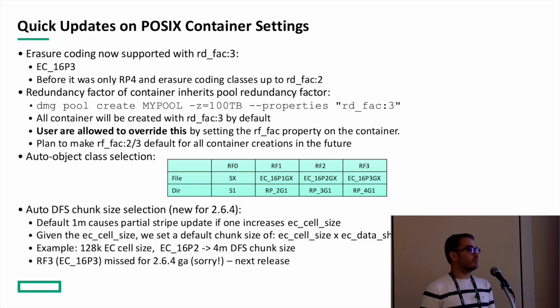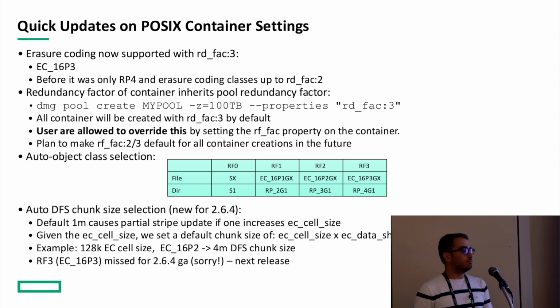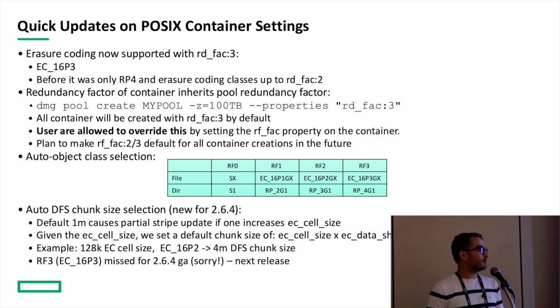However, one thing to note, this is not like containers enforcing redundancy factor for objects. It's not restrictive in the sense that users can override this with a lower setting, right? So you can set the redundancy factor to 3 at the pool level, but users can still create RF0 containers if they explicitly set that. So that's just one thing to keep in mind. In the future, we want to have more. This is going to be an ongoing effort, but better defaults. Make redundancy factor 2 or 3 the default everywhere whenever users are creating containers.